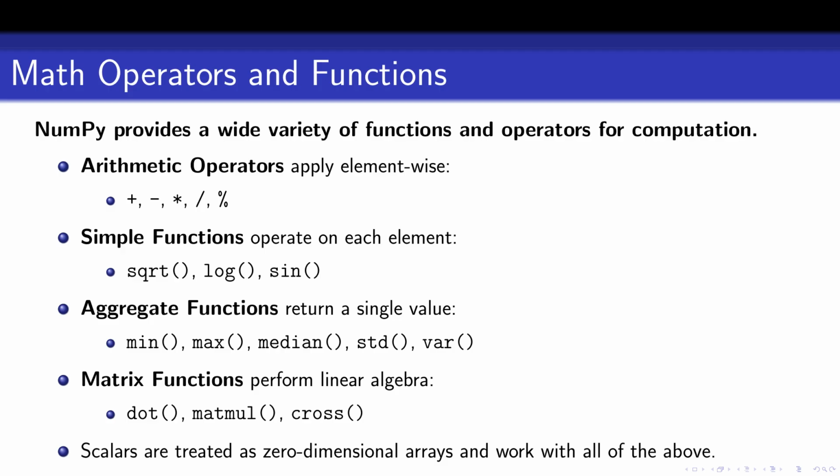If you're working with linear algebra, NumPy includes matrix-specific operations like dot, matmul, and cross. Even scalar values are treated as zero-dimensional arrays in NumPy, which ensures that they are compatible with all these operations. These mathematical tools make NumPy a fast, reliable engine for numerical computation, powering many higher-level functions in data science workflows.